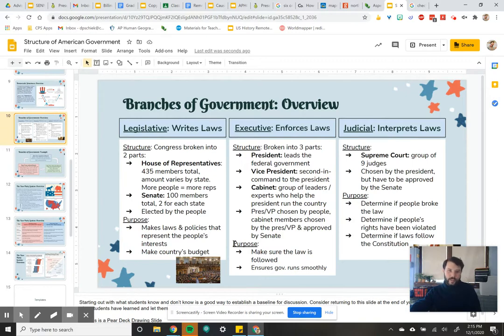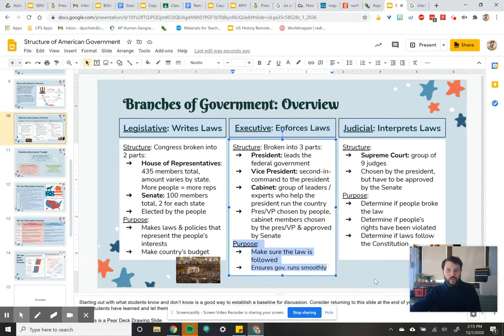So what is the purpose of the executive branch? Well, they've got 2 main jobs. Number 1, they've got to make sure that people follow the law, or that policies and rules are enforced that the legislative branch makes. And then number 2, they've got to make sure that the government runs smoothly. The president is essentially like the head of the federal government. They're there to make sure that everything runs smoothly, that the trains run on time and everything is working out.